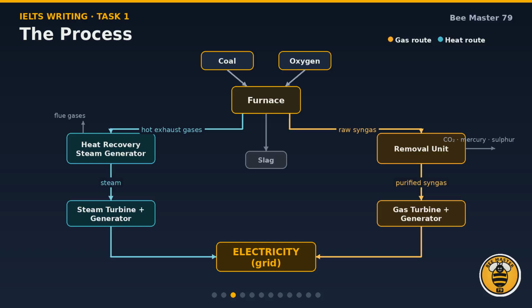Let's read the diagram. Coal and oxygen enter a furnace. The furnace produces three things: slag, hot exhaust gases, and raw cinders. The raw cinders is cleaned in a removal unit, then burned in a gas turbine. Meanwhile, the hot exhaust gases create steam, which drives a steam turbine. Both turbines spin generators that produce electricity.